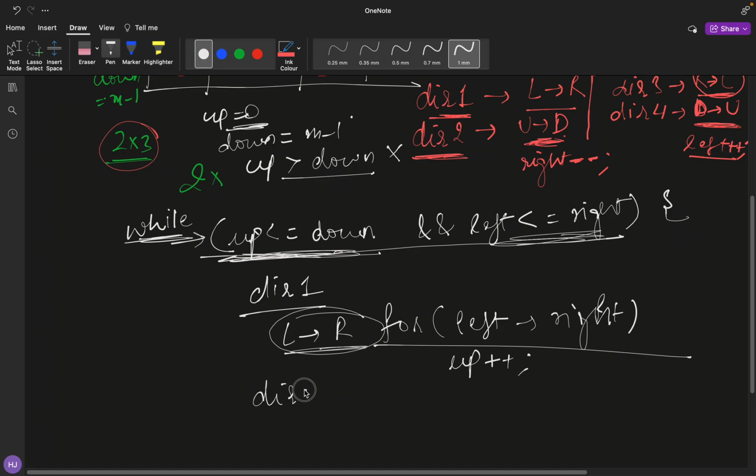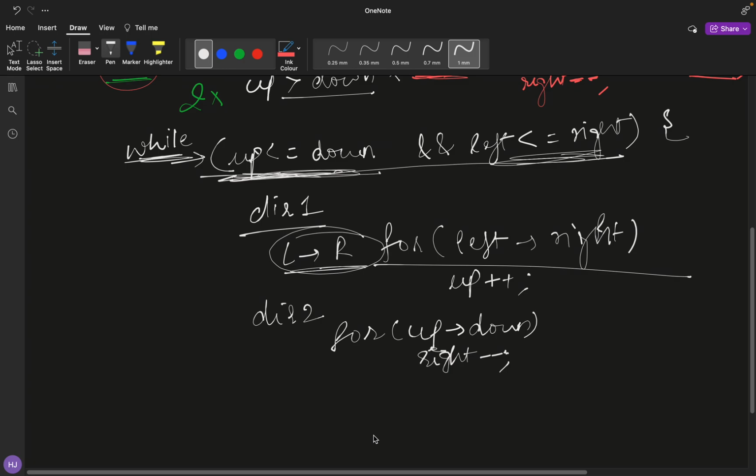Whenever my direction is 2, I will simply move from up to down, because this is the expected behavior of a spiral. And after moving from up to down, I have already covered the first element of my next traversal, right? So I will simply move one step backward in this case, because in the next direction we are moving from right to left, okay?